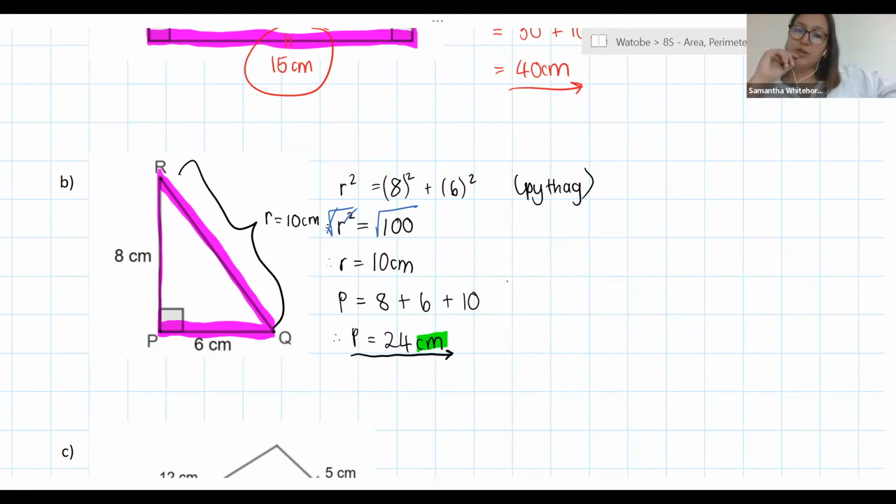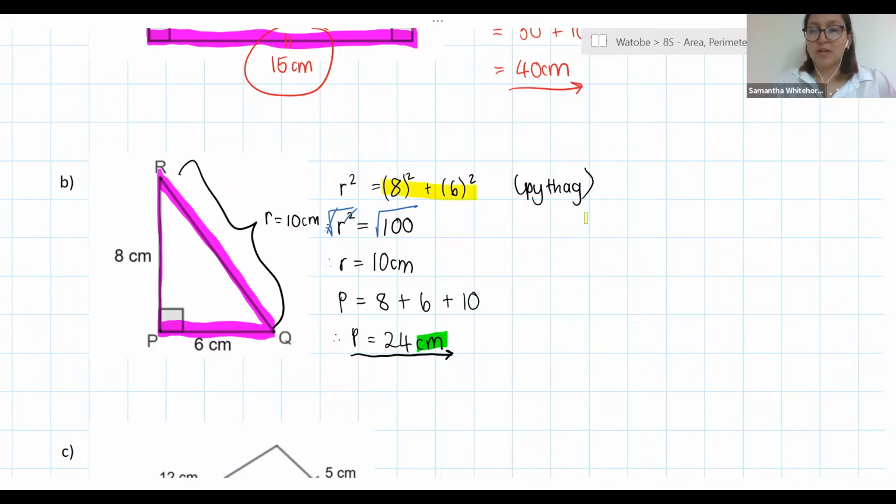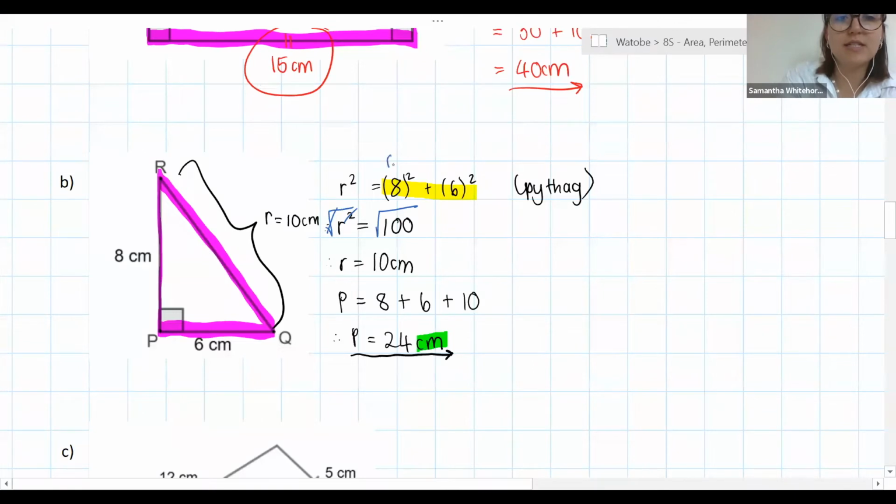Tabang, have you got a question for us? Yes, ma'am. But how did you get 100, ma'am? So how we got 100 is basically we just said 8 squared plus 6 squared. If you type that into your calculator, you get 100. You get 100 because it is 64 plus 36, and that added together does give me 100.